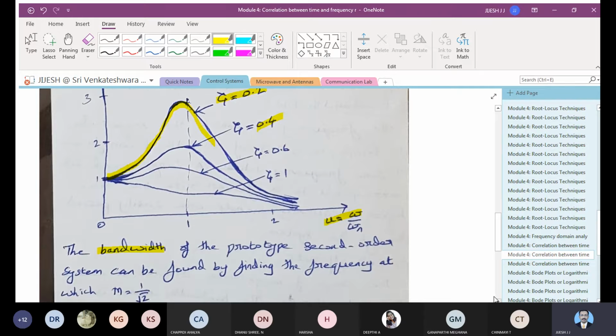now we will discuss the bandwidth of the second order system. The bandwidth of the prototype second order system can be found by finding the frequency at which M is equal to 1 by root 2. So we are defining the value of M as 1 by root 2, and we can find the bandwidth by the frequency at which M is equal to 1 by root 2. So I am going to define M is equal to 1 by root 2, and we are going to see the bandwidth. So the plot is completed.